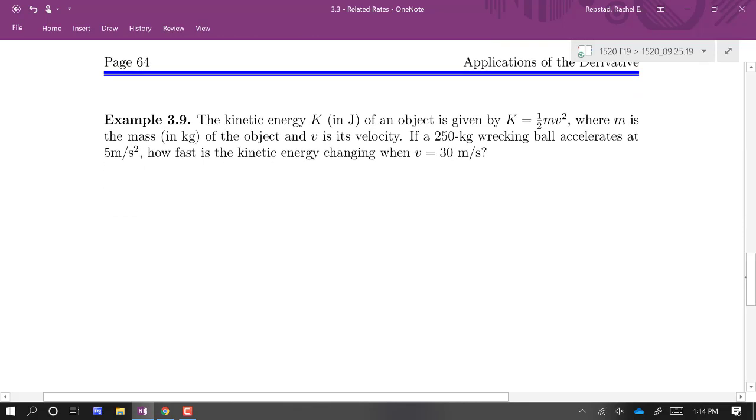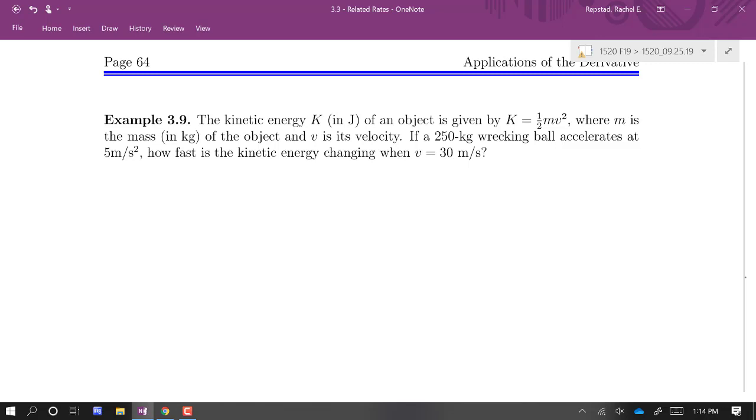A lot of what's involved in solving a word problem is just parsing out what they're telling you. Even without any background in physics, if we know how to read the mathematics and what they're telling us, we could still solve this problem. They tell us that the kinetic energy, which they're calling K, measured in joules, of an object is given by K equals 1/2 mv squared. So they're giving us some equation. Little m is the mass of the object and v is its velocity.